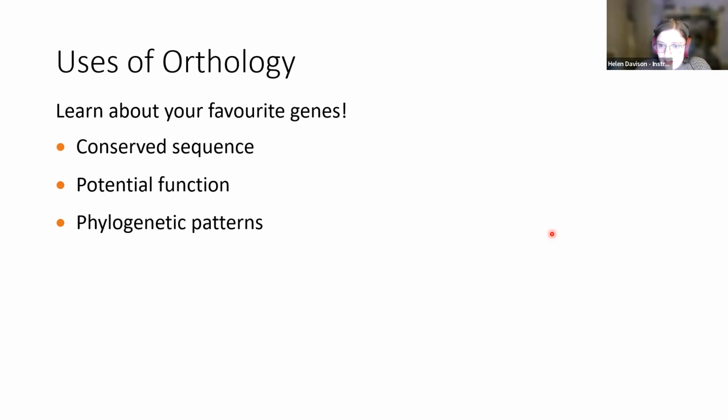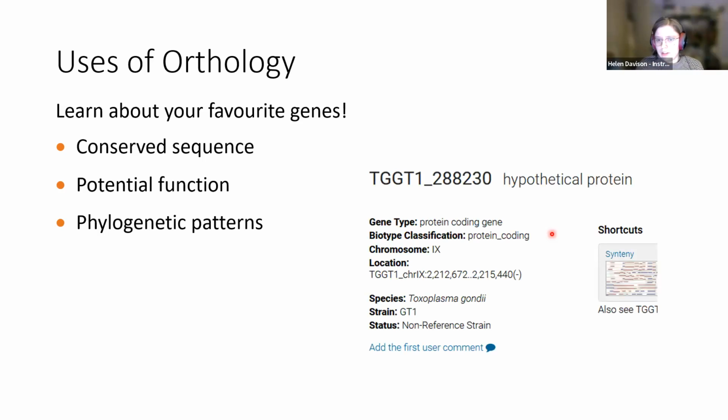So if we take this example, just kind of picked from the ToxoDB database, this is a hypothetical protein that we find in one of the strains of Toxoplasma gondii. And if we wanted to figure out what this thing is, what it might do, we can begin to look at orthology to give us a few different answers.